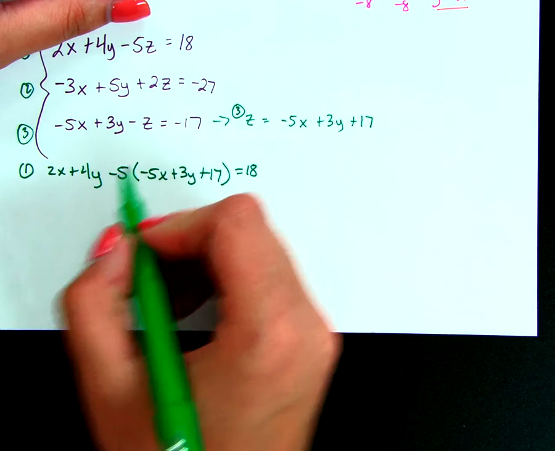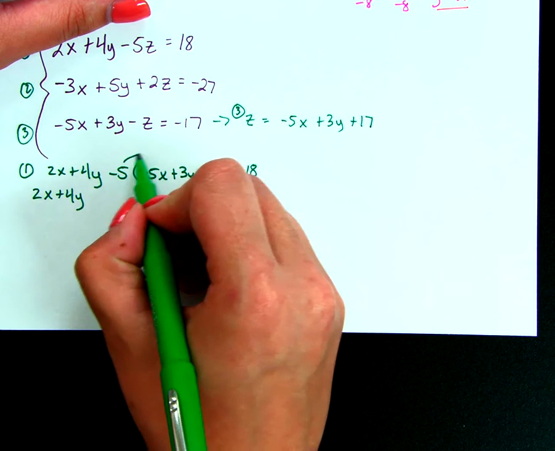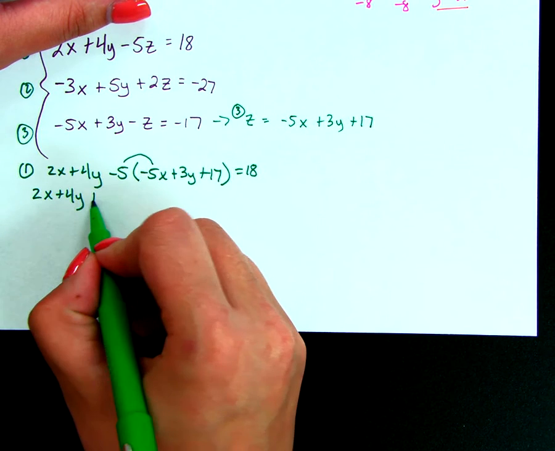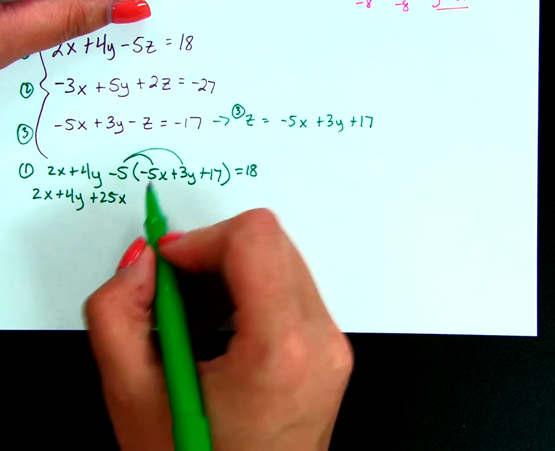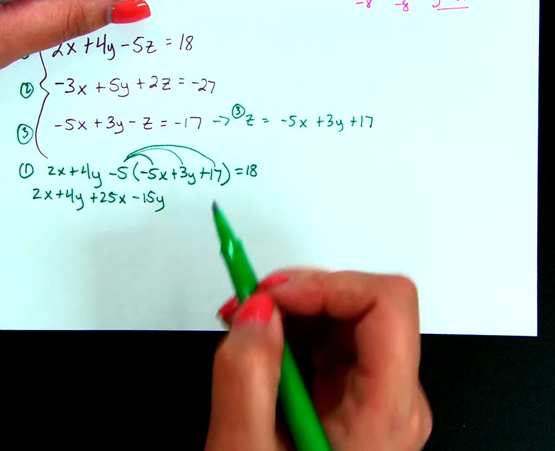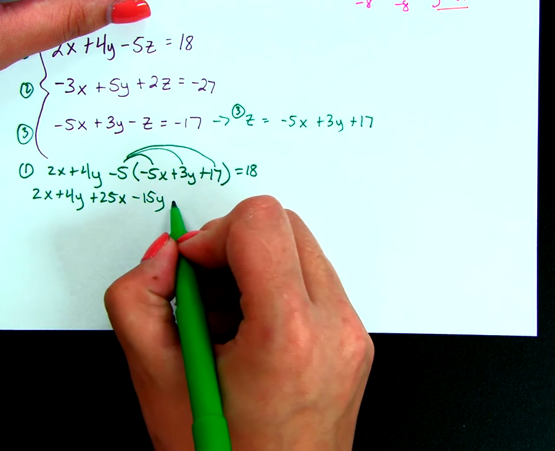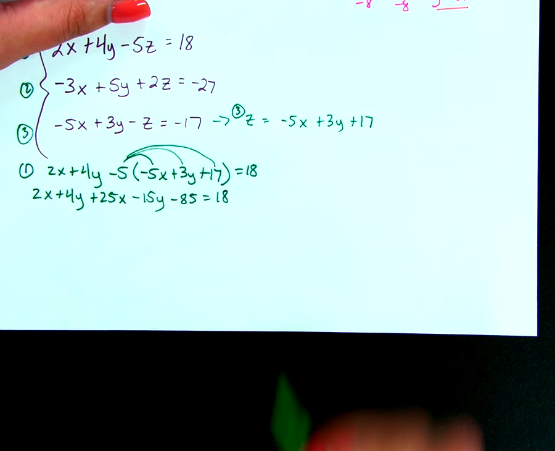So we're going to distribute. So 2x plus 4y. And then negative 5 times negative 5x is positive 25x. Negative 5 times 3y is negative 15y. And negative 5 times 17 is going to be a negative 85, equal to 18.